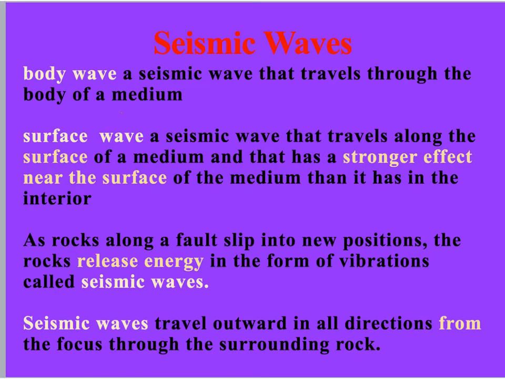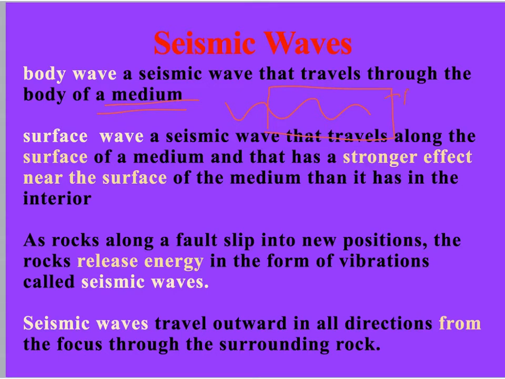A couple other terms you really need to know. These are the waves that are caused by an earthquake. One kind of wave is called a body wave. It's a seismic wave that travels through the body of a medium. A medium is any substance that something travels through. Air can be a medium, water can be a medium, or rock can be a medium, like the lithosphere. So a body wave is a seismic wave that travels through a medium. I'll draw a square to represent the medium.